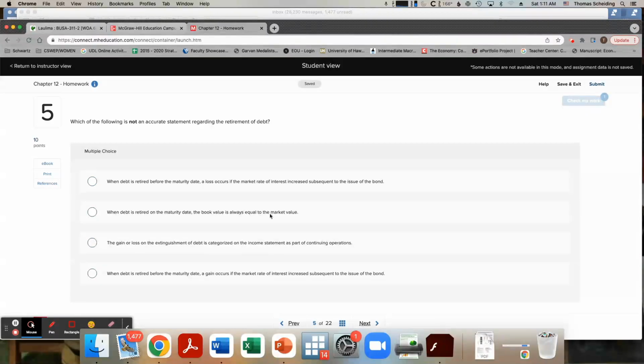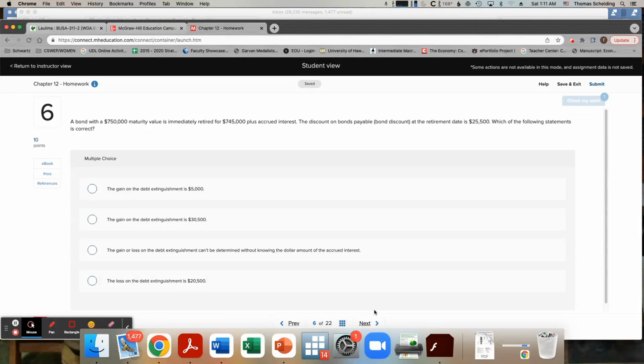When it's retired, it's equal to the market value. Yes, that is the way it is by definition. And the gain or loss is on the income statement. That's also true. So yeah, if you did retire before the maturity date and the market interest rate increased, you would have a loss rather than a gain. Okay.